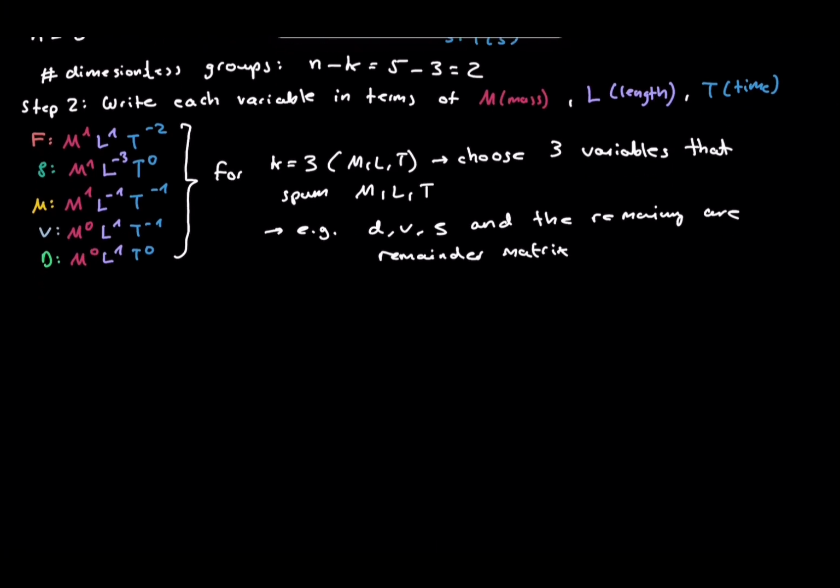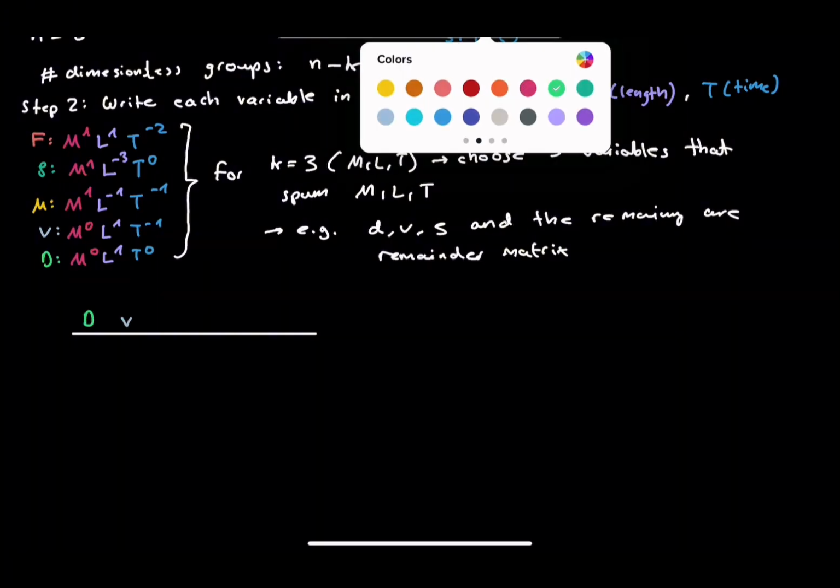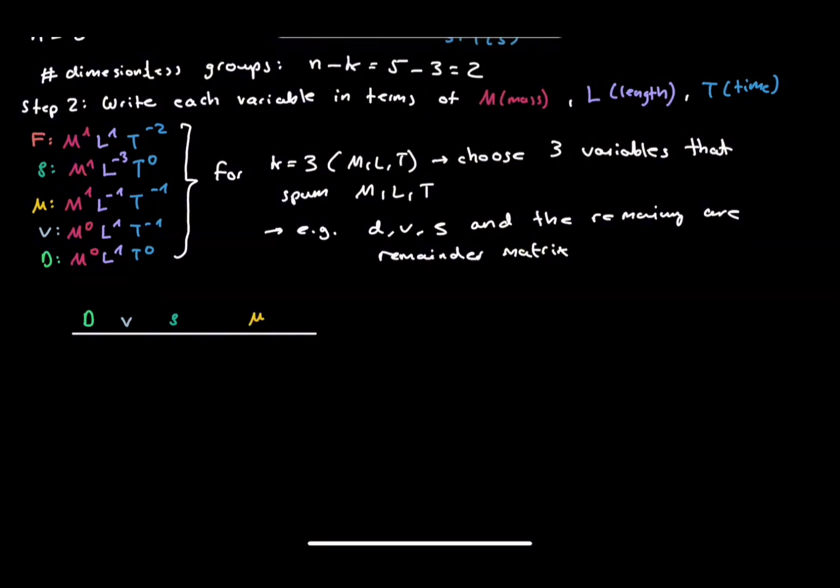Next, we build the dimensional matrix. Each column represents one variable. Each row represents the powers of kilograms, meters, and seconds. This is sometimes called the dimension matrix. We now split this matrix into two parts: the core matrix, also called the kernel matrix, and the rest matrix. The rest matrix simply contains the repeating variables.